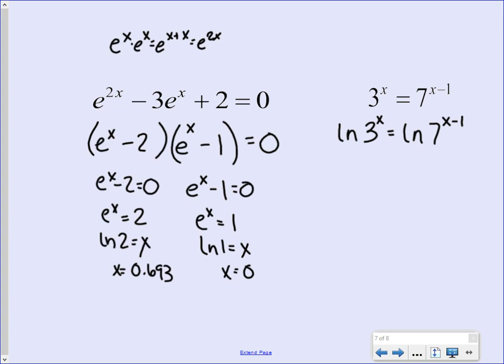And at first you might be saying, that doesn't really look so awesome. I don't know why I would want to do that. Use your property of logarithms now to say that these exponents are really coefficients of the log. They get multiplied in front of the log. So x times natural log 3 equals x minus 1 times natural log 7.